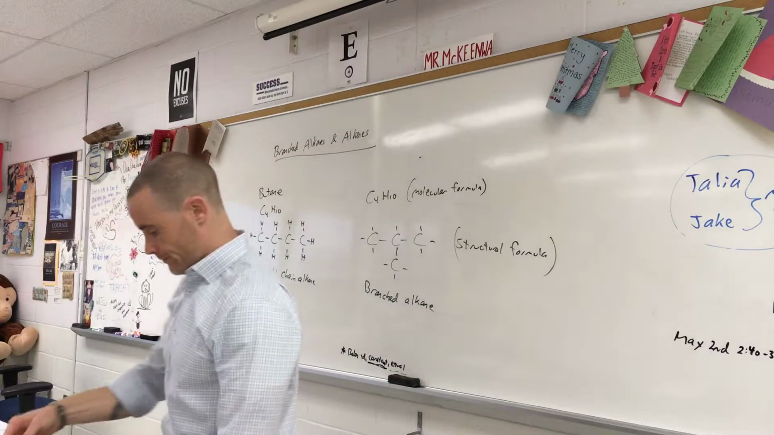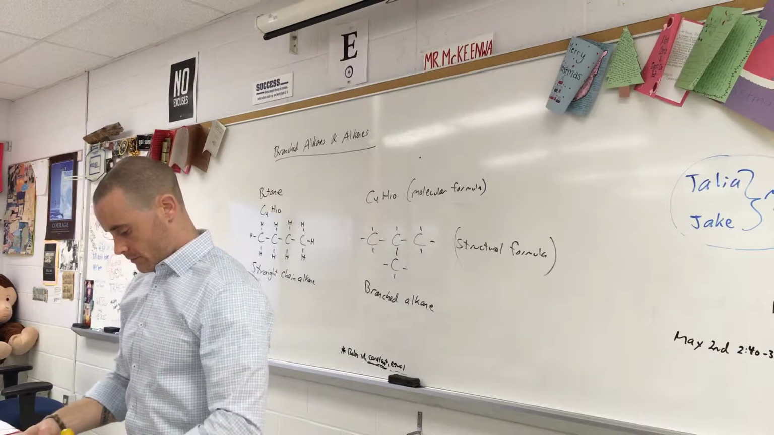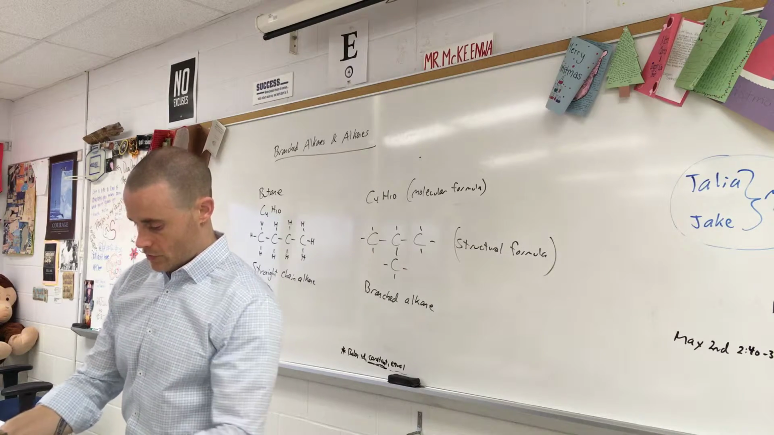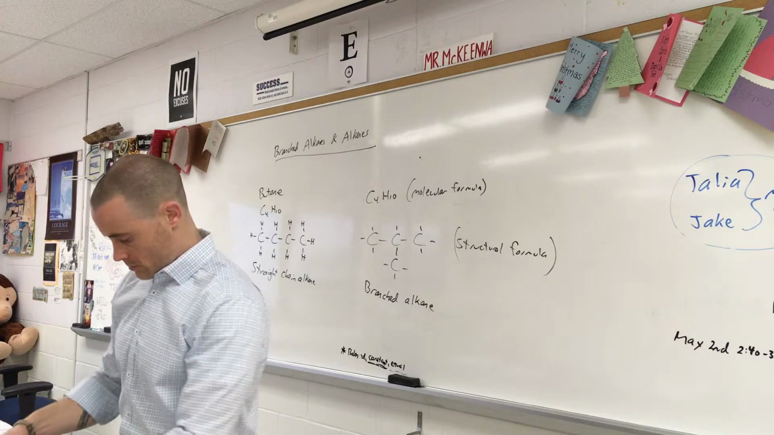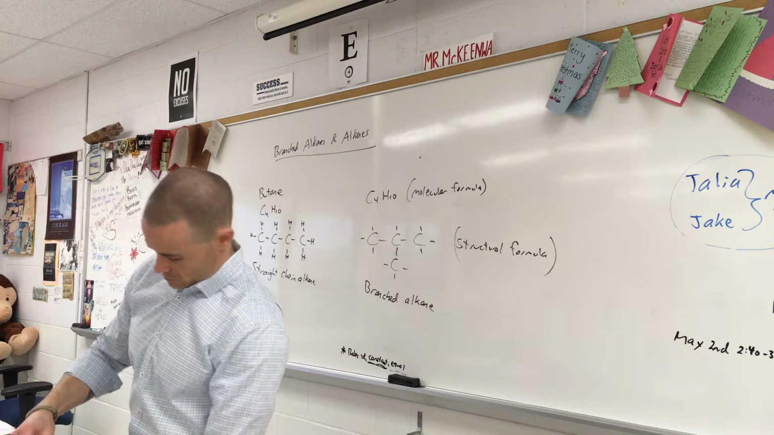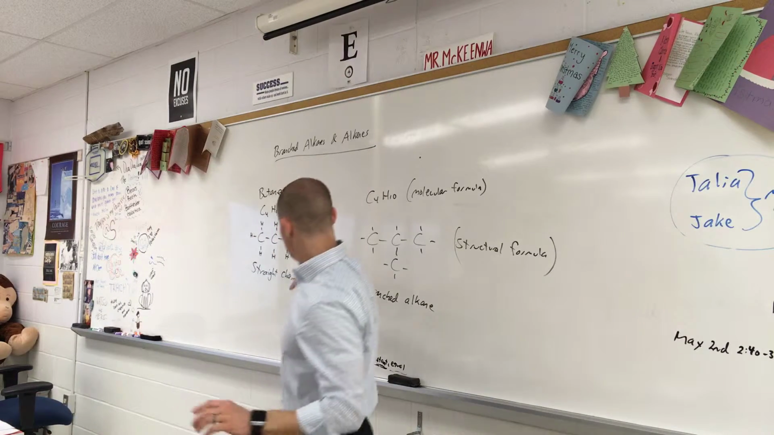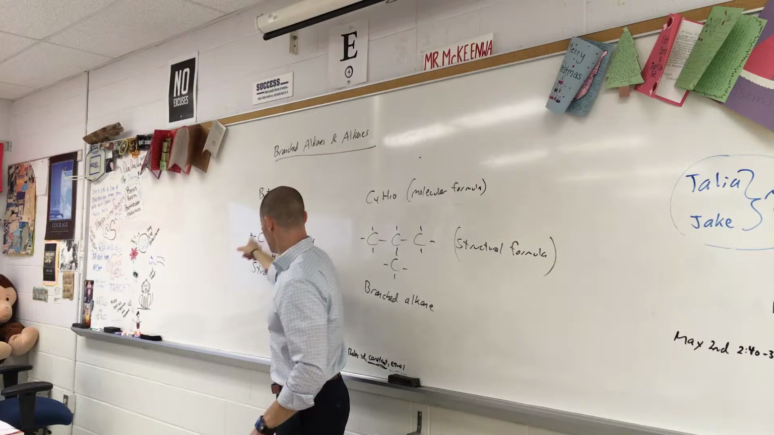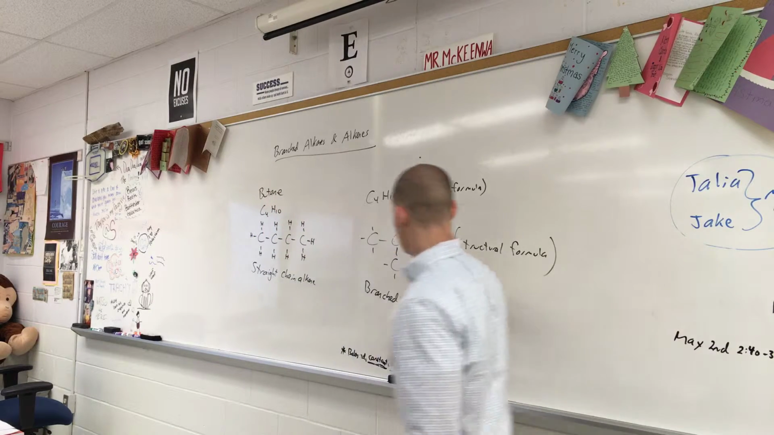Reagan, what do you think? Well, I mean, since each carbon has 4 bonds, it makes 16, but there's only 13 on there, I think. Did you count them all? 1, 2, 3, 4, 5, 6, 7, 8, 9, 10, 11, 12, 13. Good job. How many bonds are over here?